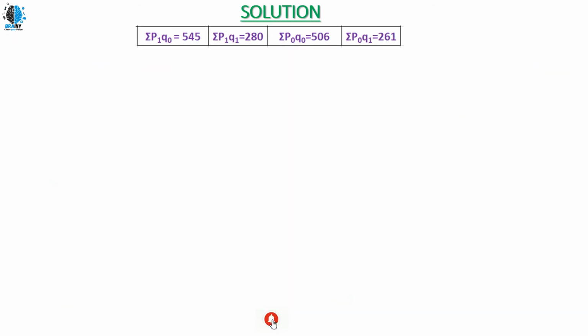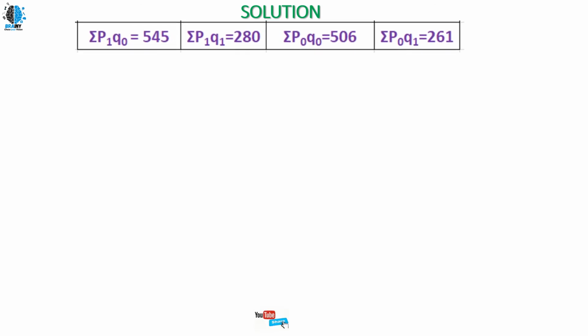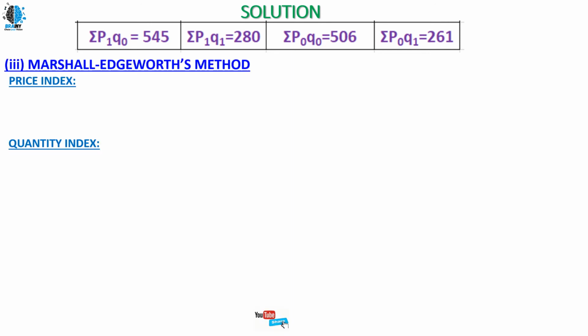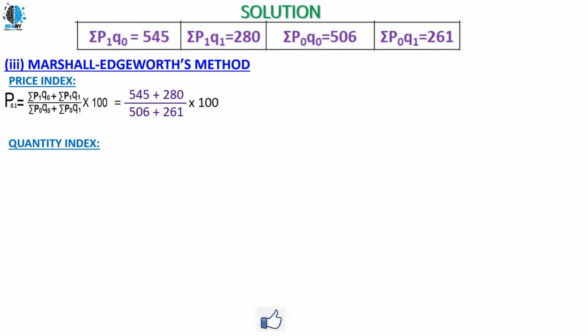Let's see the next step. We know this one. These are our values of the final calculation of the tabulation. So let's see the first one, the Marshall-Edgeworth method. We know the price index and quantity index of the Marshall-Edgeworth method. Here the author has given the weight to both the current year and the base year. So I'm going to take these values from the tabulation: 545 plus 280 divided by 506 plus 261. If I do the entire calculation, I get the final value 107.5.